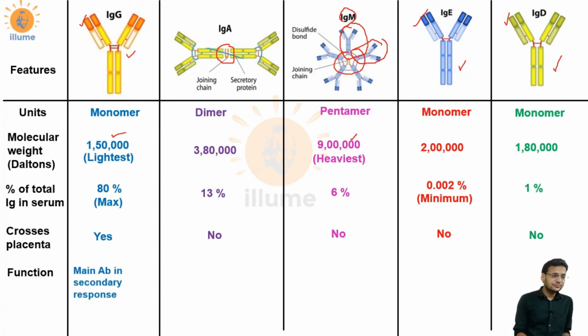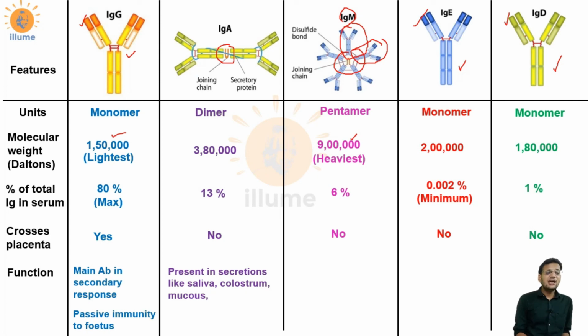Next is the function. IgG is the main antibody in the secondary response. As we discussed in our previous lectures about the secondary immune response, the main antibody is IgG, and it provides passive immunity to the fetus as it is the only antibody that can cross the placenta. IgA is always present in secretions like saliva, colostrum and mucus. What is colostrum? It is the initial milk released after parturition, or the baby's birth. So the baby gets passive immunity in the form of IgA. Your saliva and mucus protect you through IgA antibodies.